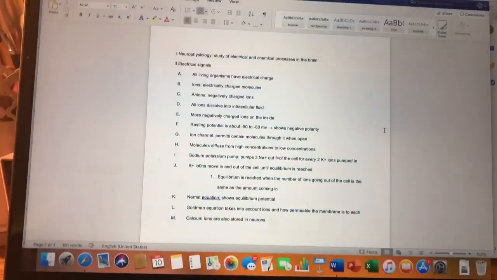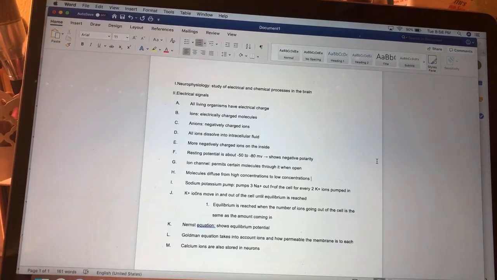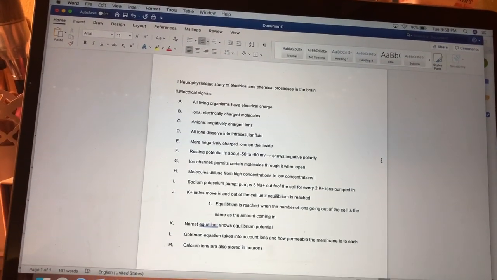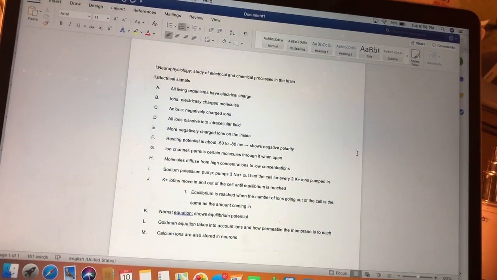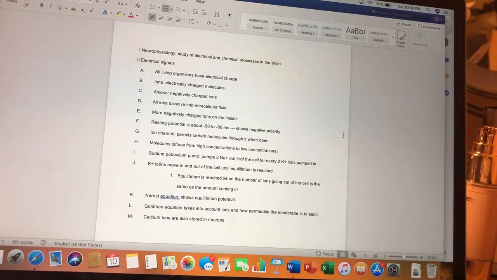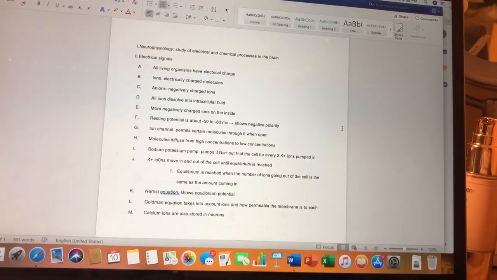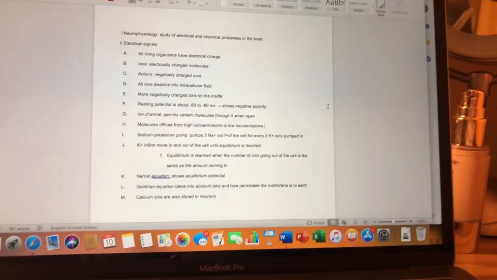So equilibrium potential is a little bit different. This is the voltage difference across a permeable membrane. So this is calculated through the Nernst equation. So the only issue with the Nernst equation is that it assumes the neuronal membrane is permeable only to potassium ions, but in fact it's actually permeable somewhat to other ions.